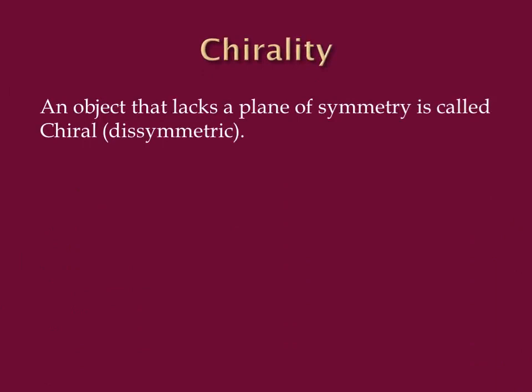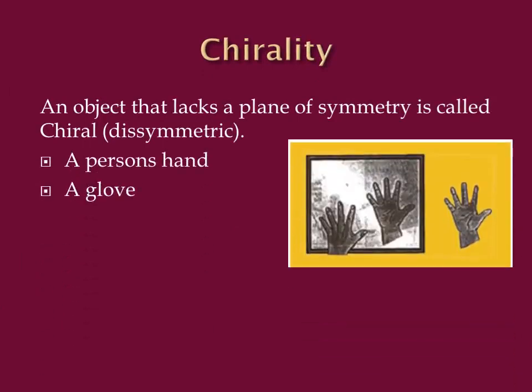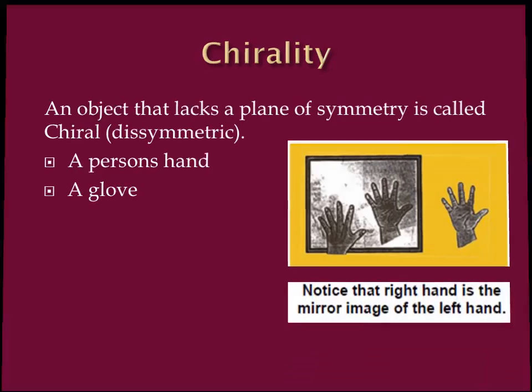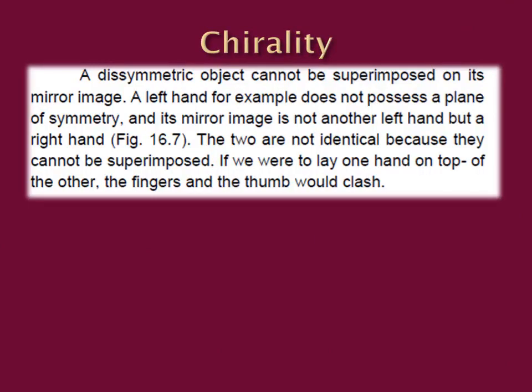Let us start the concept of chirality. An object that lacks a plane of symmetry is called a chiral object. Students, the opposite of achiral objects are chiral objects. So let us start the concept of chirality. A dissymmetric object means an object which is not symmetrical.